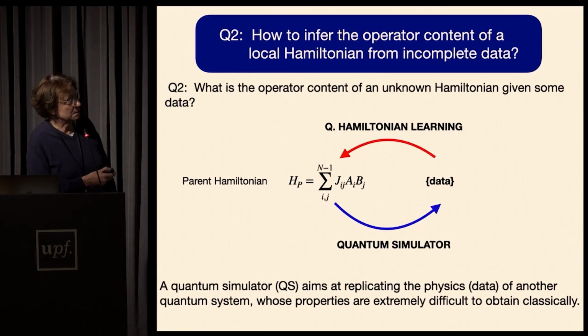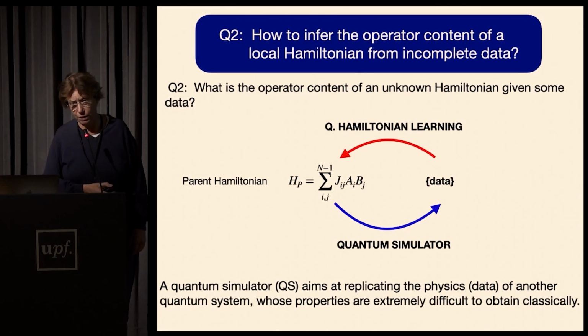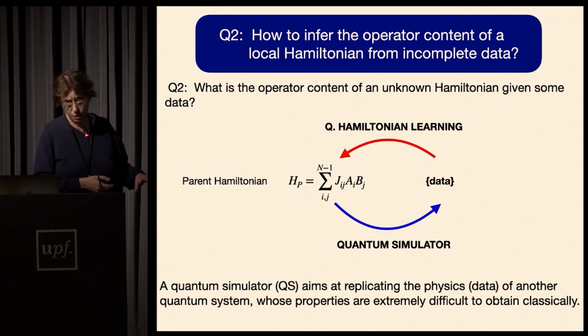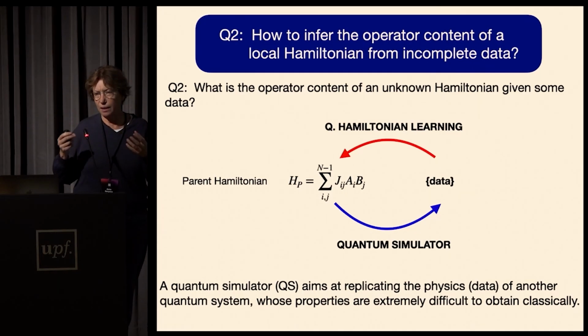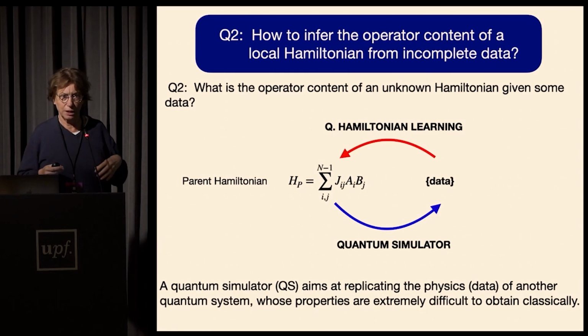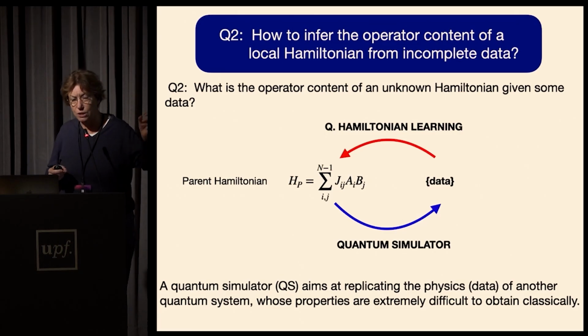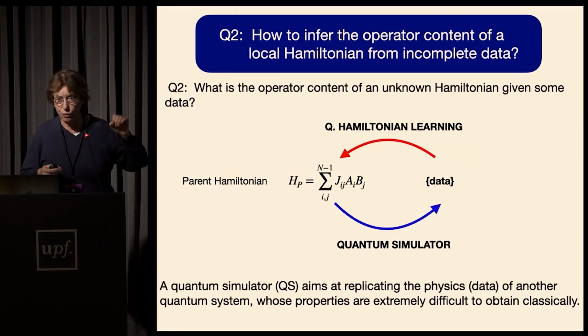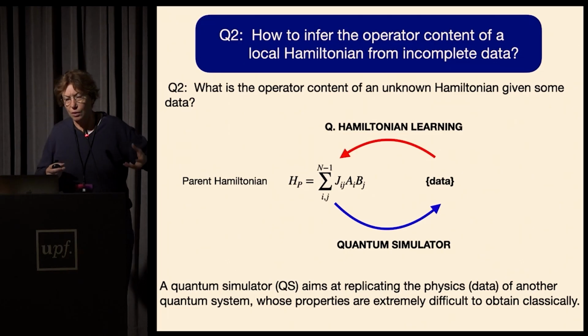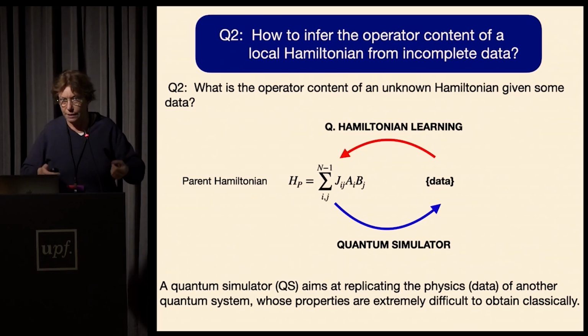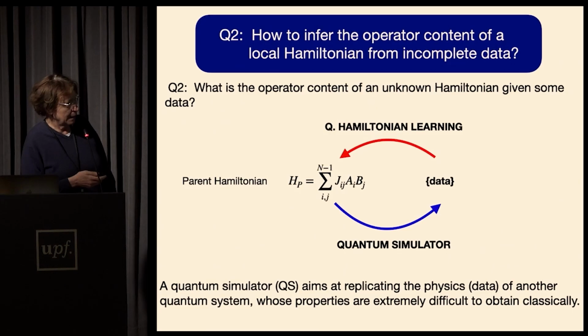So this is what it's normally called in this field: quantum Hamiltonian learning. And the opposite: given a Hamiltonian, I produce some data. This is what a quantum simulator does. Maybe I don't know exactly the Hamiltonian, but I produce data. So these two problems, in some way, one can understand as one the dual of the other. Quantum Hamiltonian learning wants to learn the parent Hamiltonian from data. A quantum simulator puts in a Hamiltonian and produces that data.